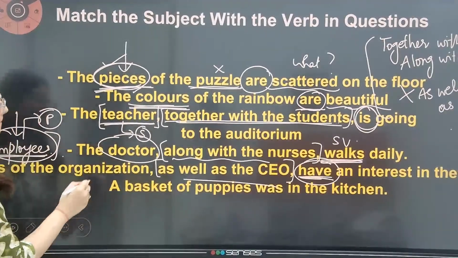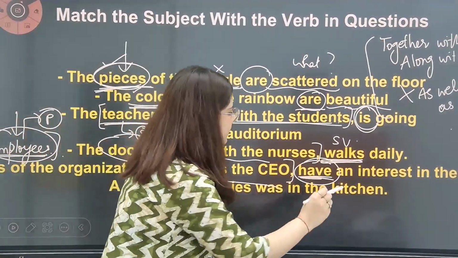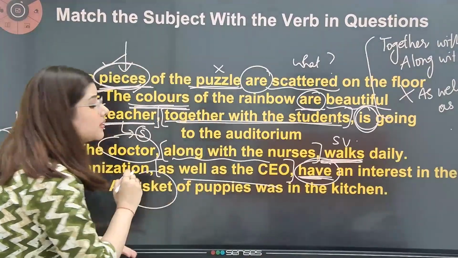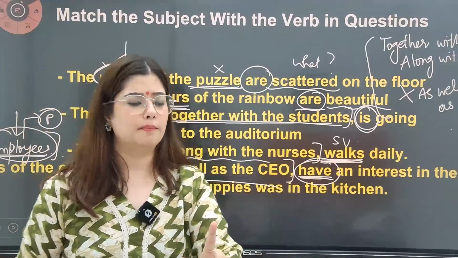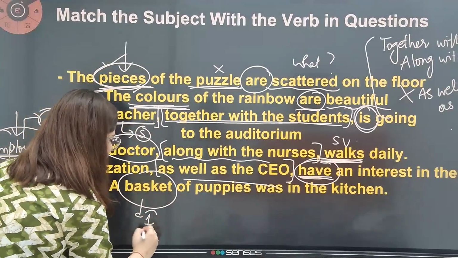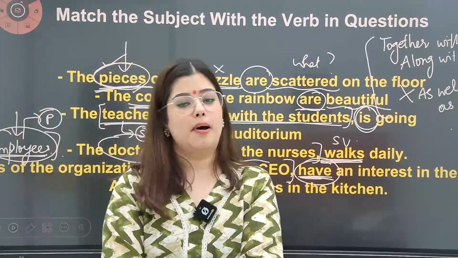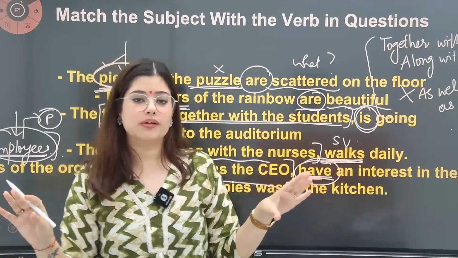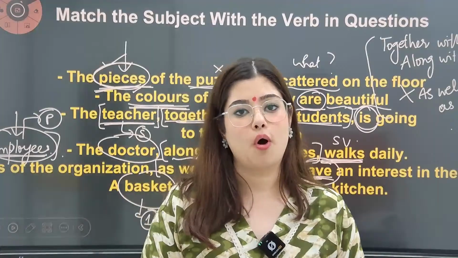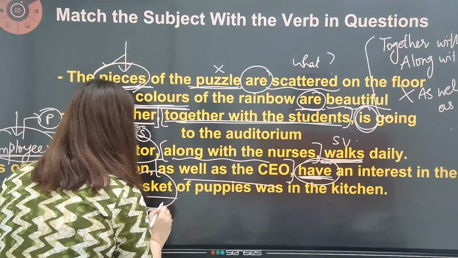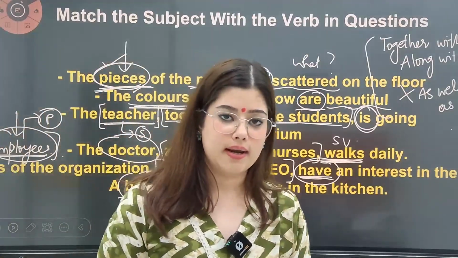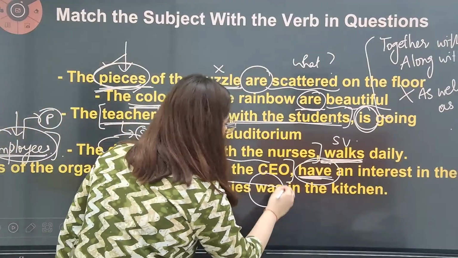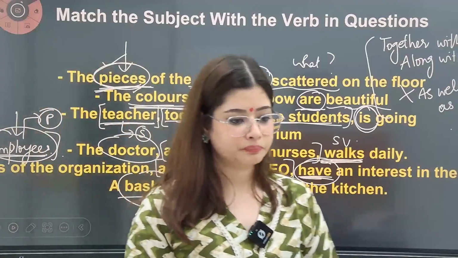Right? A basket of puppies was in the kitchen. What is my main subject here? Basket, which is one in number. The basket has multiple puppies in it, but that is not the question here. That is not what we are going to consider while choosing a verb form. My subject here is basket, which is one in number, which is a singular subject. So a basket of puppies was in the kitchen.